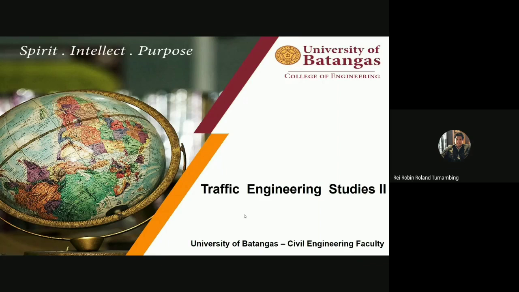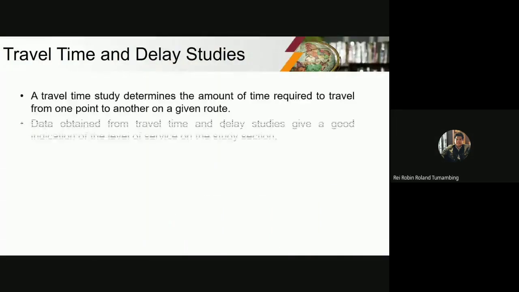Okay, so once we finish discussing the traffic engineering studies, we can now link the current volume to different needs in our highway. From the possible obstructions to the possible parkings, to travel time, to volume, to speed, we can all incorporate it in order for us to develop a more efficient roadway system. Okay, so first let's discuss travel time and delay studies.